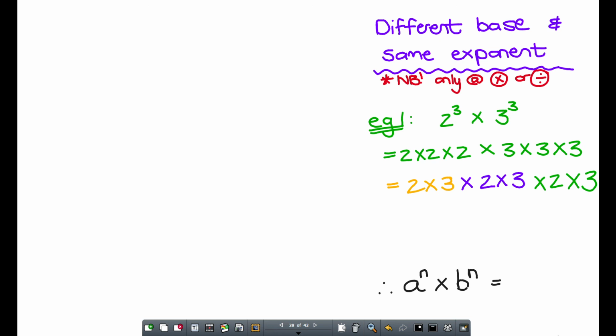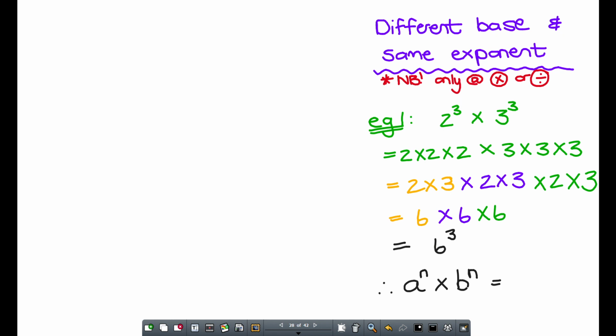Okay, now if you look at the orange, the 2 times 3 is going to give me 6. Okay? The blue, 2 times 3 is going to give me 6. Then the green, 2 times 3 is going to give me 6. And isn't that the same as 6 to the power of 3?